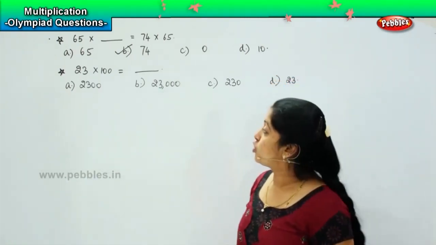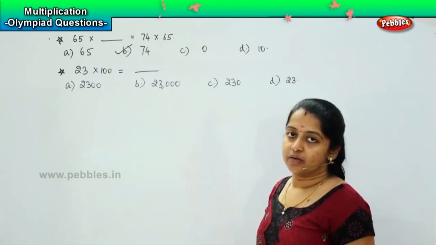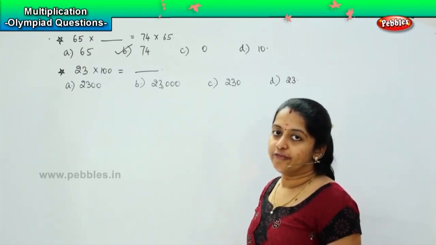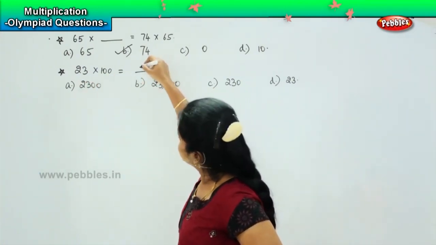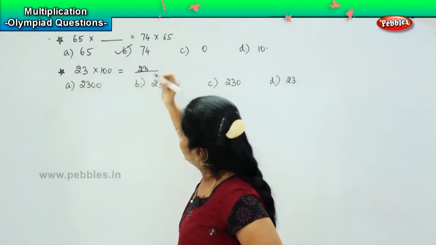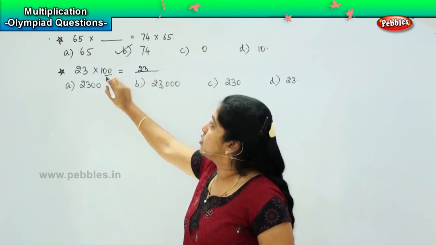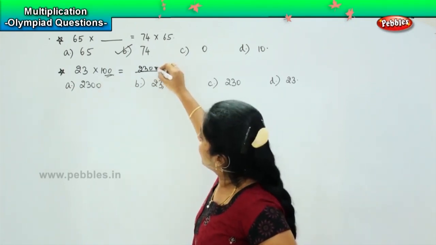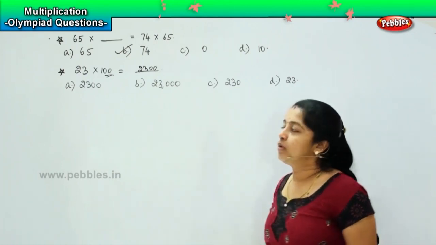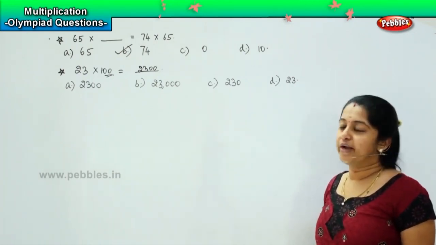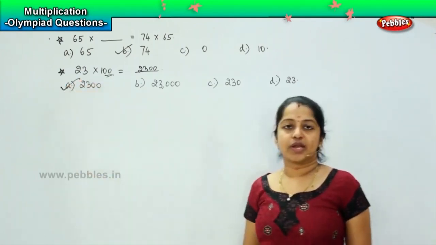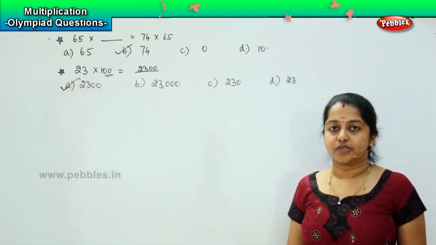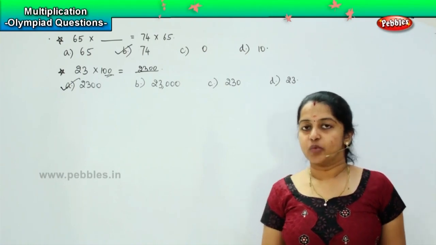Okay, so 23 into 100. Again, it applies the rule of tens and hundreds multiplication. So 23 into 1 is 23, and then the 2 zeros we are going to add behind. So the answer will be 2300. Where do you find it, children? Very good. So option A 2300 is the right option. Clear? Shall we move ahead?